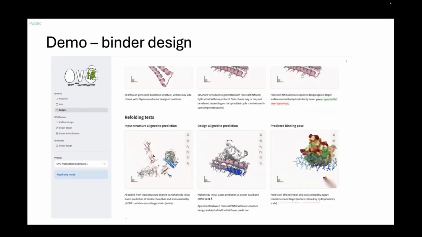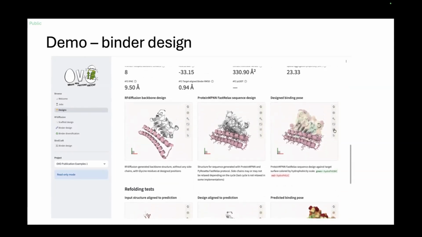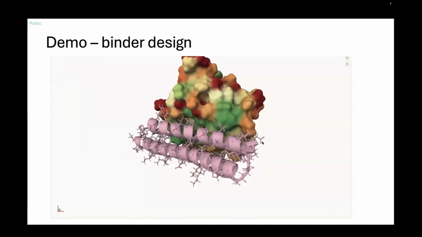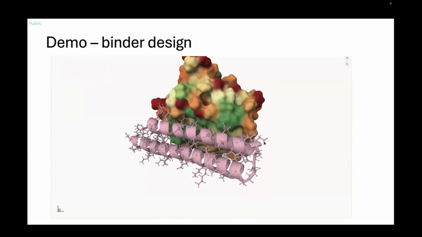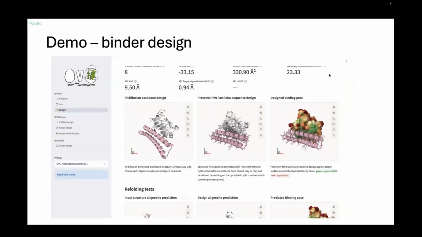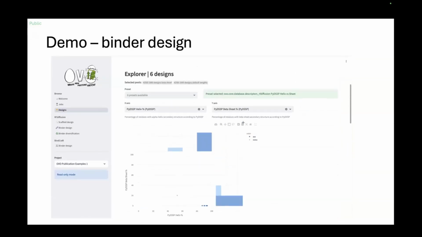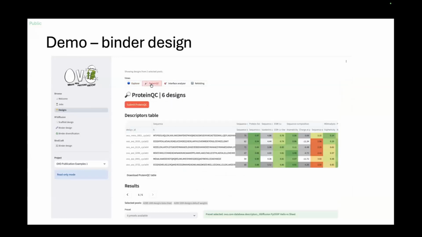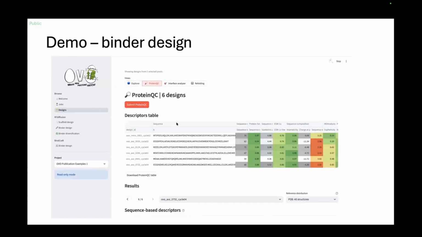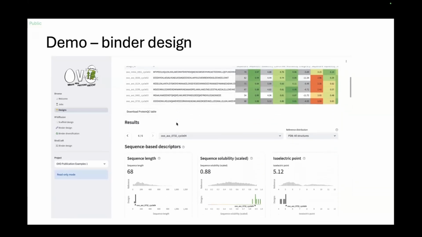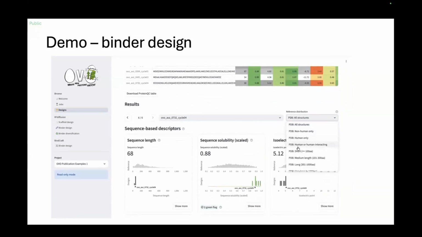And then, the Molstar also allows for some more advanced visualizations. So we can also move it to full screen and explore. And then the second view is ProteinQC, which allows you to submit additional computation of descriptors for your accepted designs.